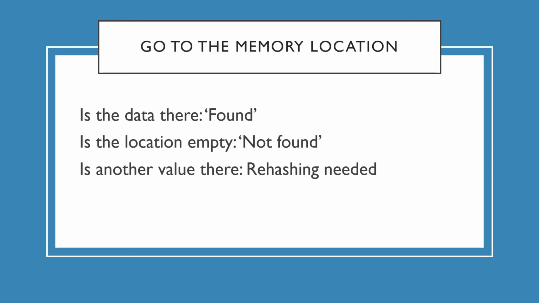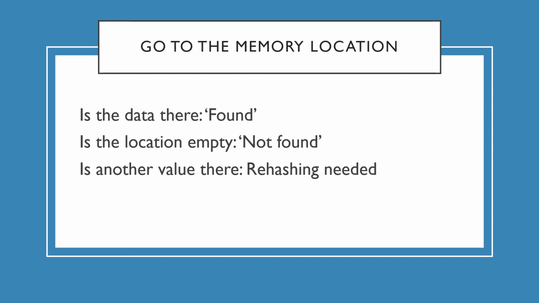Because we're using rehashing, we have to take this into account when we look for data in the table. So we take the data and we generate a storage location using the hashing algorithm. We go to that storage location. If the data is there, then we can conclude that the value is found. And if the location is completely empty, then the data is not in the table at all. But what if we go to that location and there's another value there, not the one that we're looking for? Then we need to use rehashing to find out if our value is somewhere else in the table.